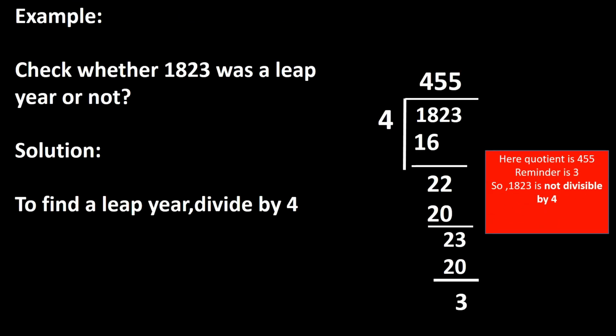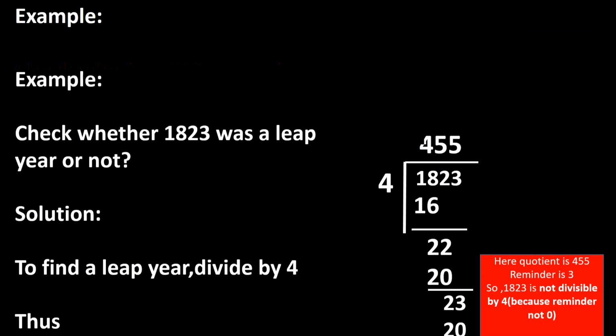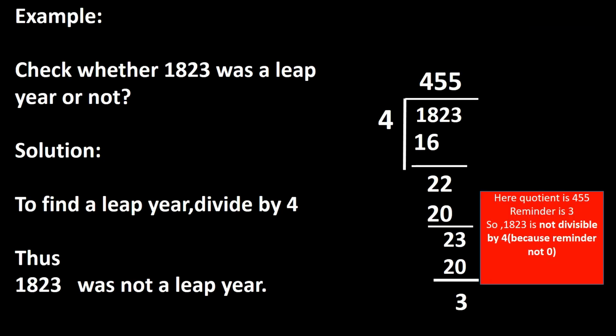So 1823 is not divisible by 4. So thus 1823 was not a leap year, since we have a remainder here as 3. So we write the answer as 1823 was not a leap year. Here we use the word was because it has finished. So we have written 1823 was not a leap year.